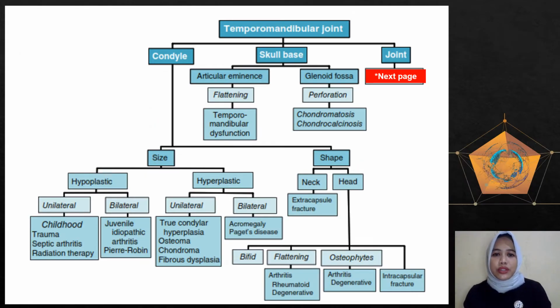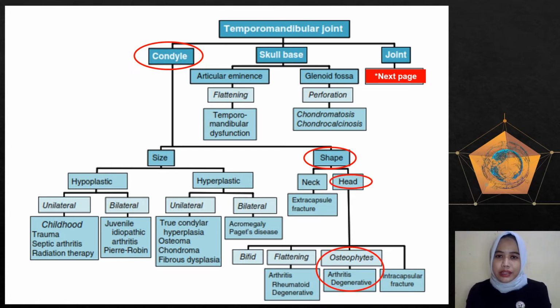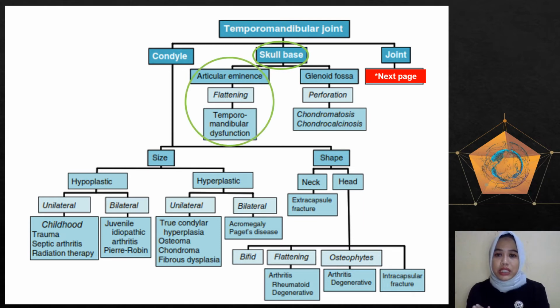To assess the condition of the TMJ, we can use the diagram proposed by McDonald. First, we need to assess the condyle, and in this case, the condyle had an abnormality in shape on its head as osteophyte. After that, we assess the skull base, and in this case, the glenoid fossa is in normal condition, but the articular eminence suffers a flattening condition that leads to temporomandibular dysfunction. The assessment of the joint we'll explain in the next slide.